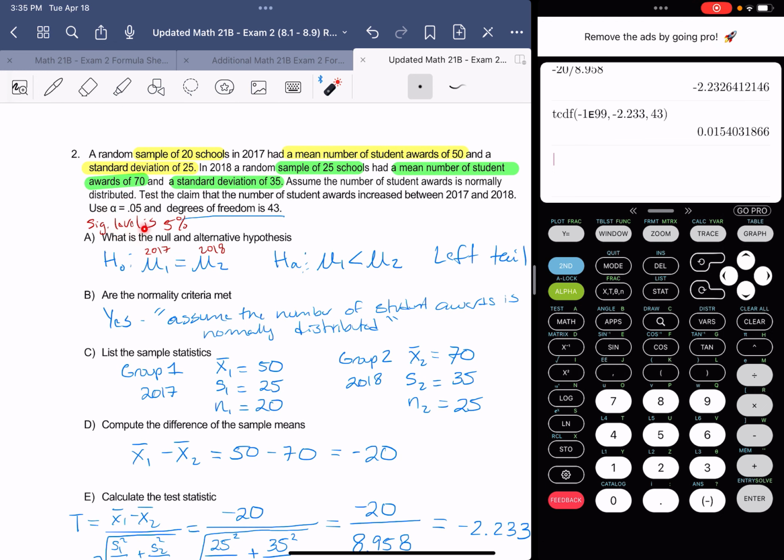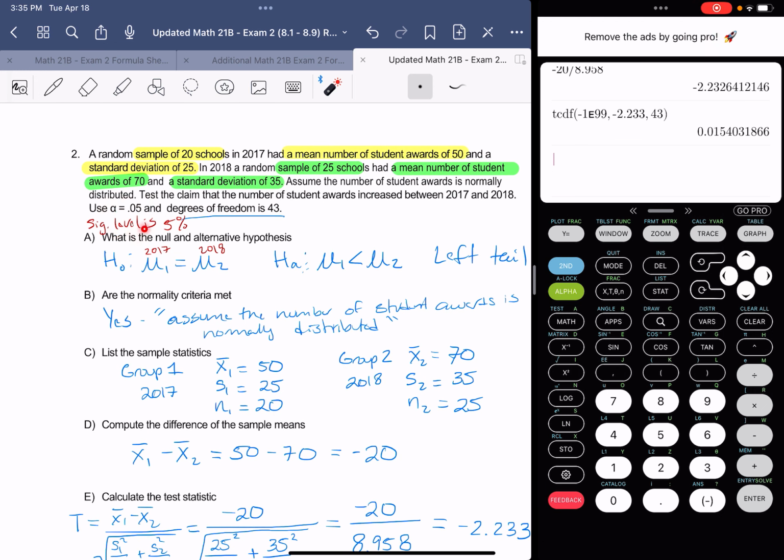Do we reject the null or do we not reject the null? Reject. Good. Reject the null. And do we support or do we not support the alternative? Support. We support the alternative. All right, so since the p-value is less than or equal to our level of significance, we say it's statistically significant, which means automatically we reject the null and support the alternative.